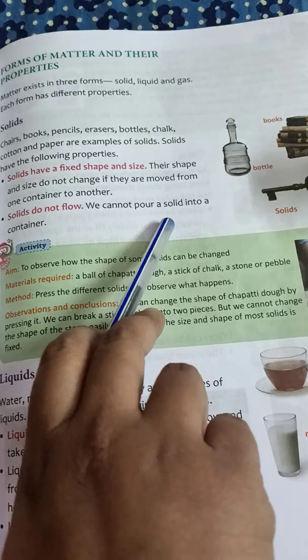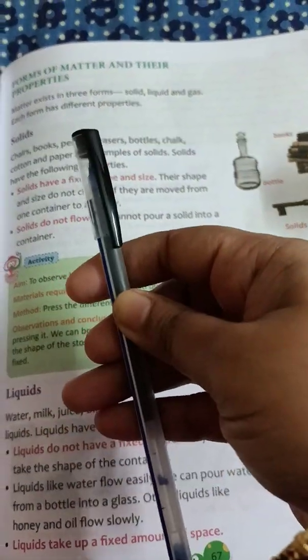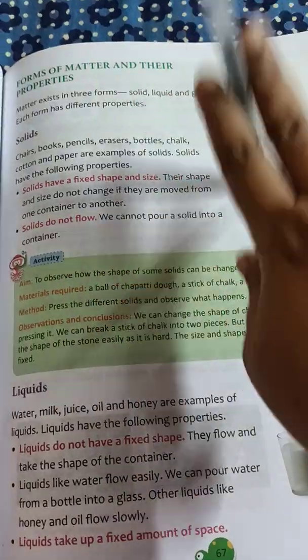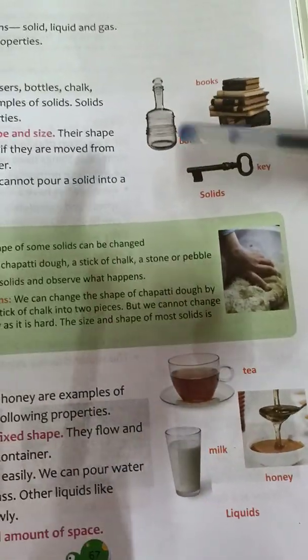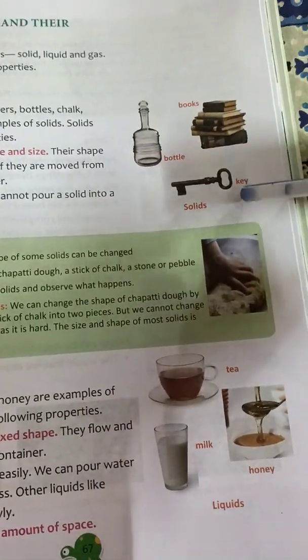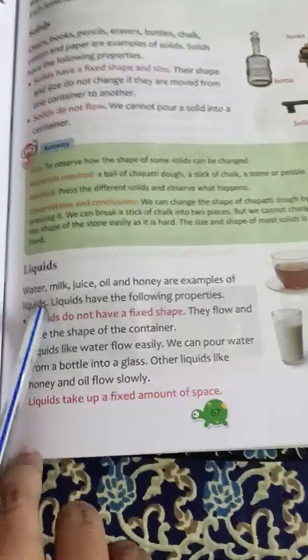Solids do not flow. We cannot pour a solid into a container because it is not in liquid form. So if we put it somewhere else, it will not flow. It stays in this intact form. Here we can see the examples: bottle, books, key. These all are solids.